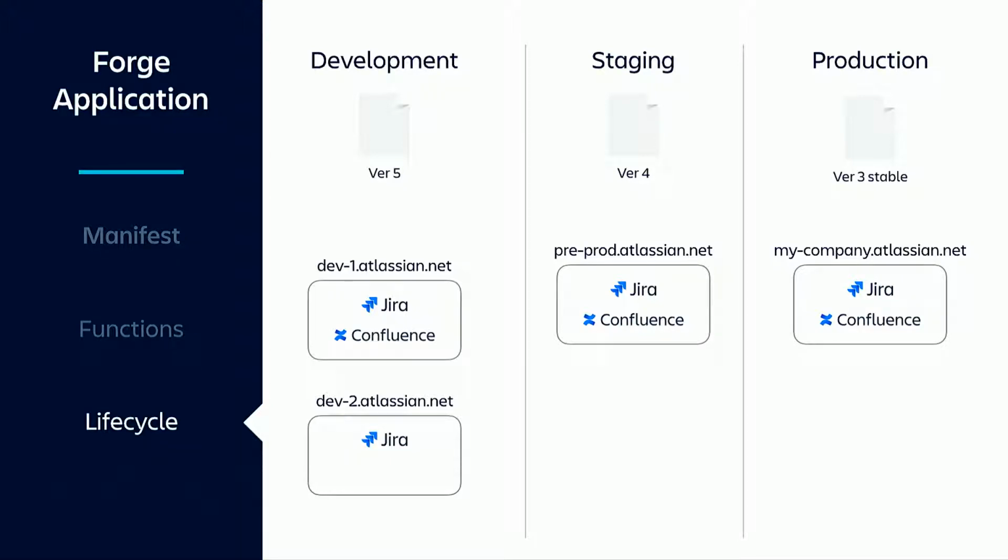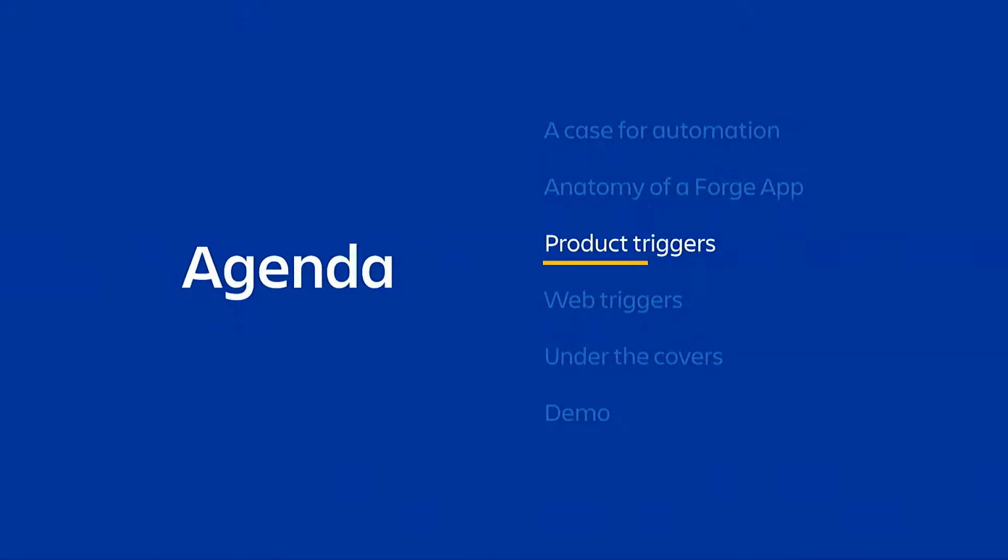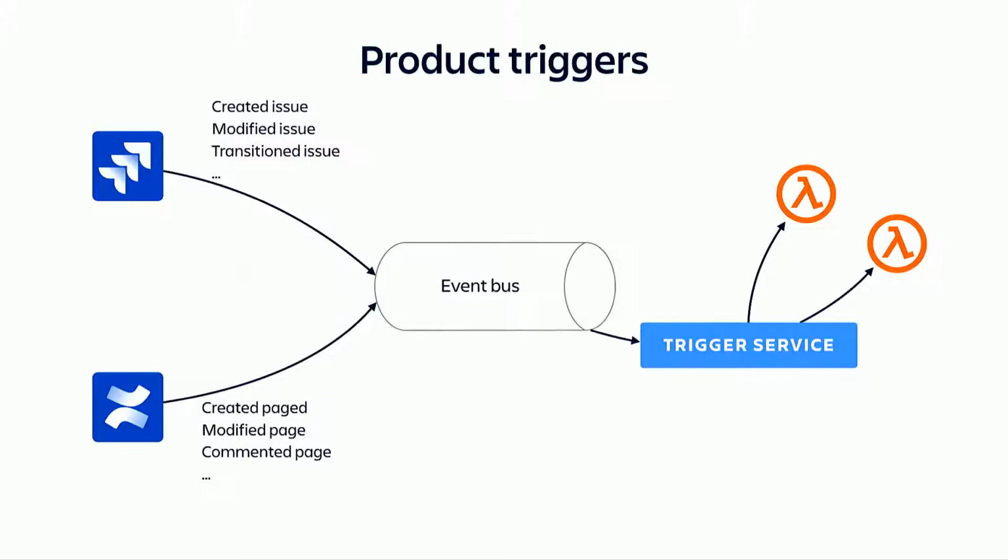So now let's see how functions can respond to various events. To do that, we need to use product triggers, and here is a simplified diagram of how that works. When a user makes some action, maybe they modify the page, the event gets sent to event bus, which is a stream hub. Then the event is delivered to the trigger service, and the trigger service is able to determine which applications are interested in this event and invokes appropriate functions with the payload of the event as an argument.